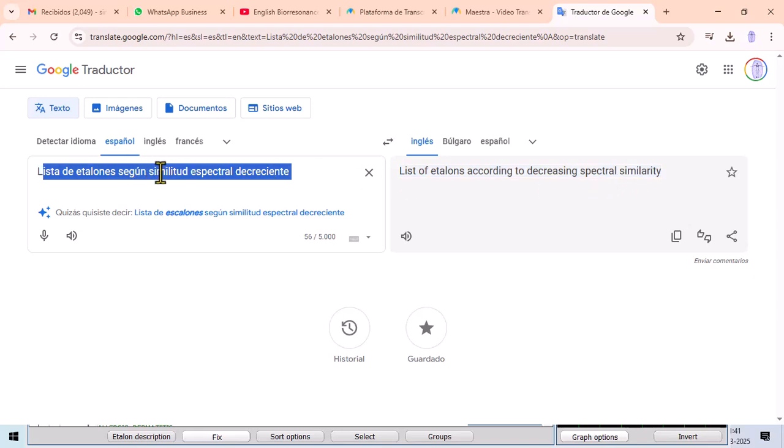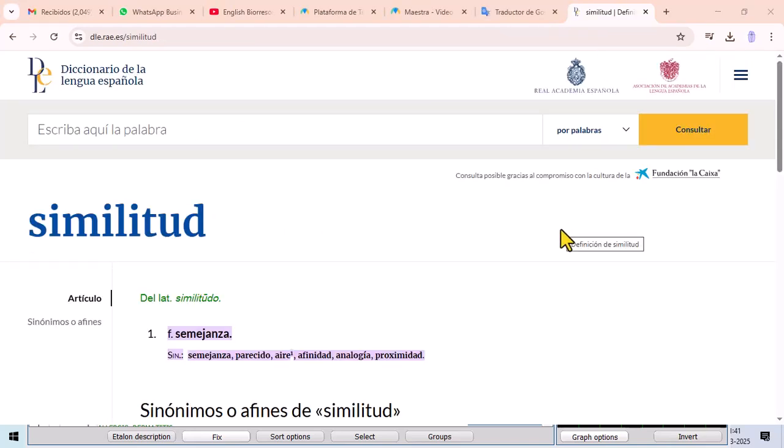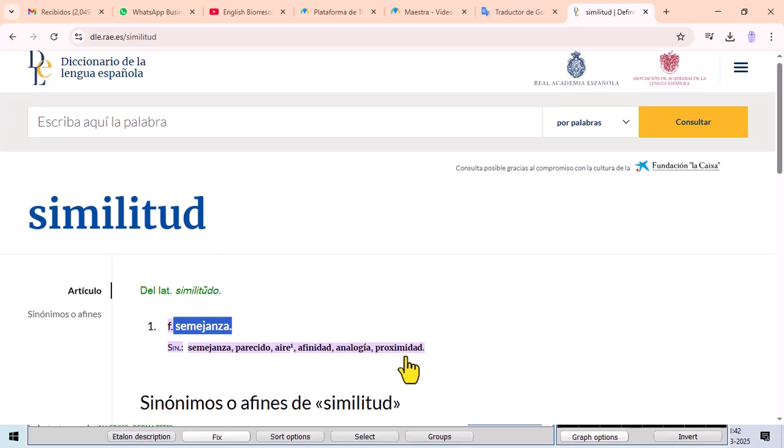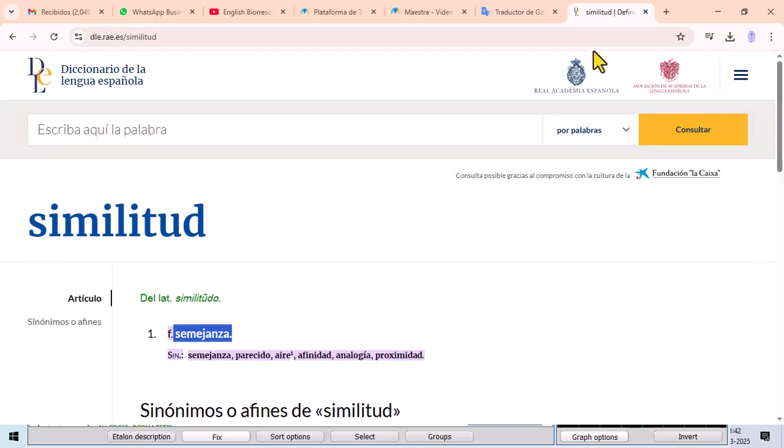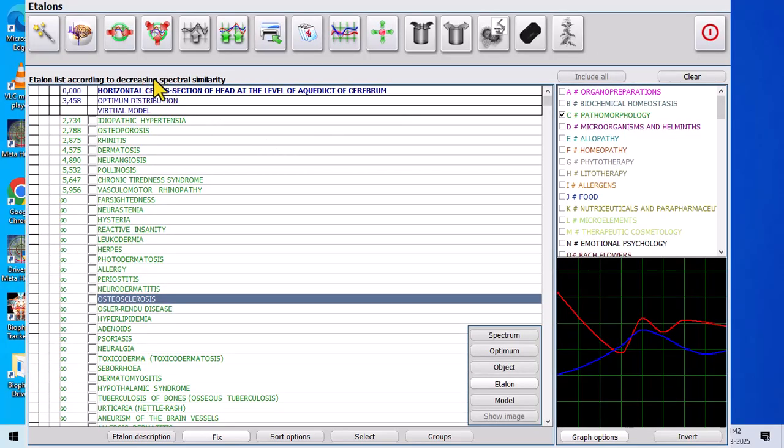But let's see what the word similarity means. In my language, Spanish, the word similarity, in the dictionary of the Royal Academy of the Spanish Language, means similarity. And what does resemblance mean? It's similar, affinity. In other words, it is something similar. So here we have the concept of spectral similarity, similar to spectral, that is, it makes a comparison. It is a decreasing list, therefore higher it is more similar, and in the end it is less similar, that is, a comparison is made and the similarity is shown.